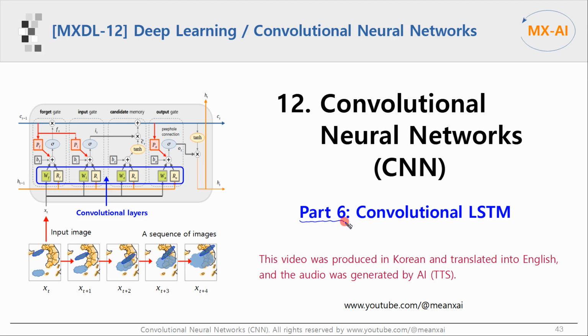This is part 6 of a series on CNN. In this video, we will look at the Convolutional LSTM. Convolutional LSTM is a type of neural network that combines the convolutional neural network and the long short-term memory model. It is designed to learn from videos, i.e. image sequences, which are spatiotemporal data that contain both spatial and temporal dependencies.